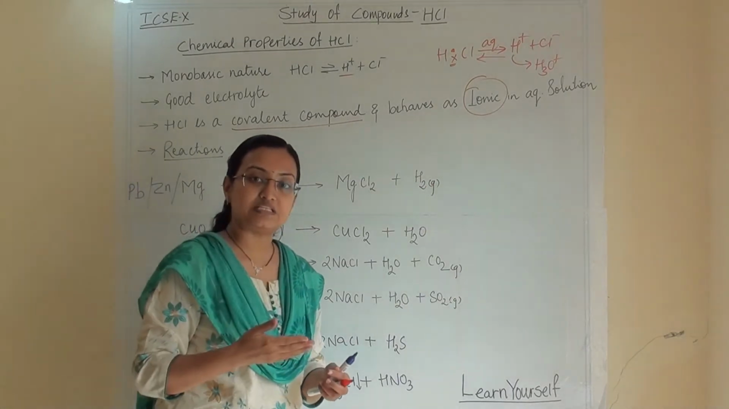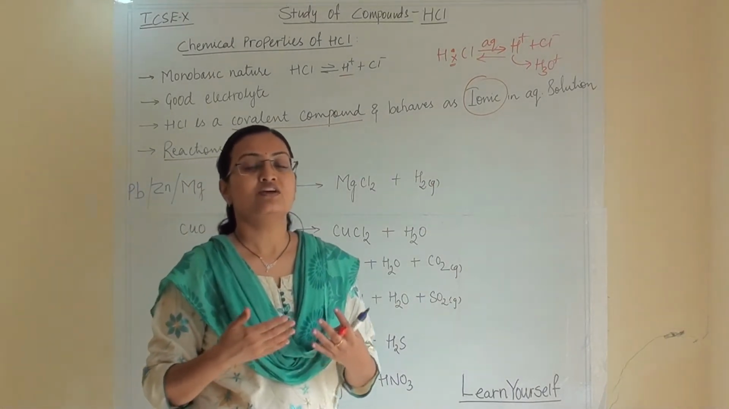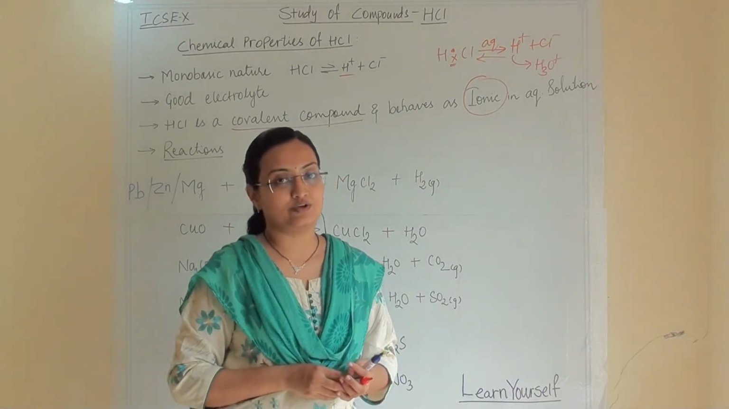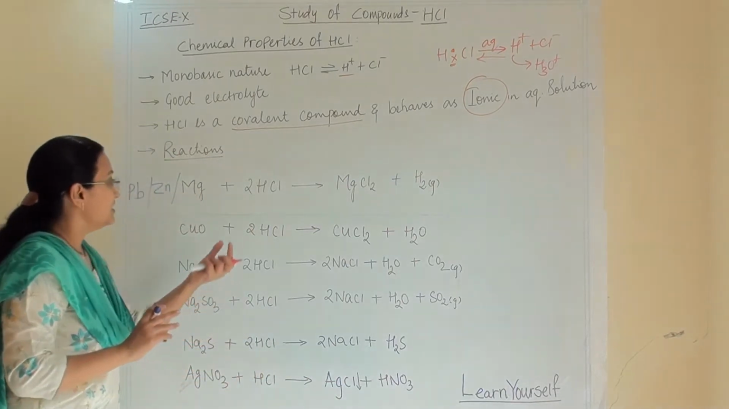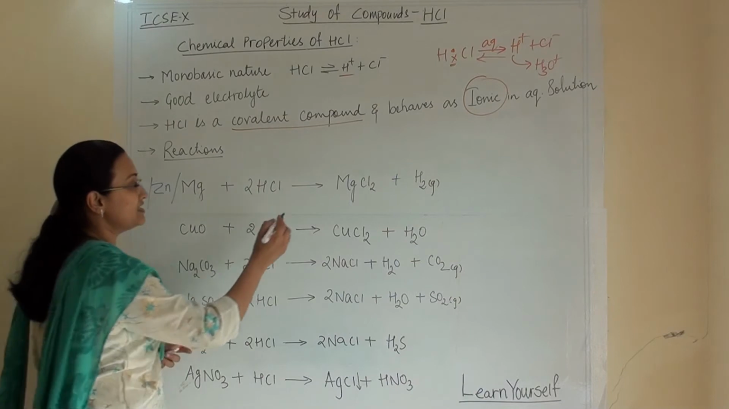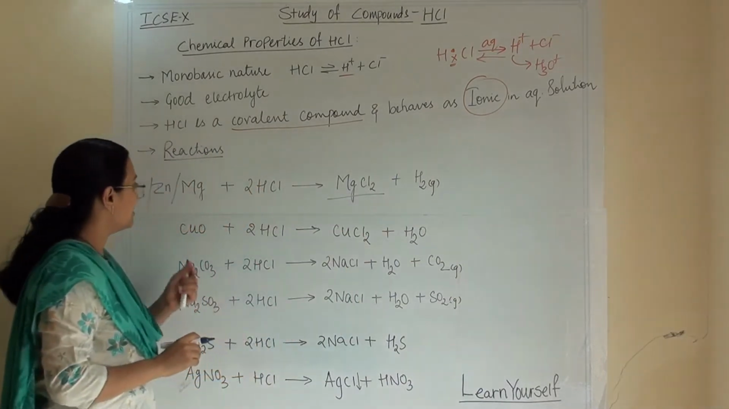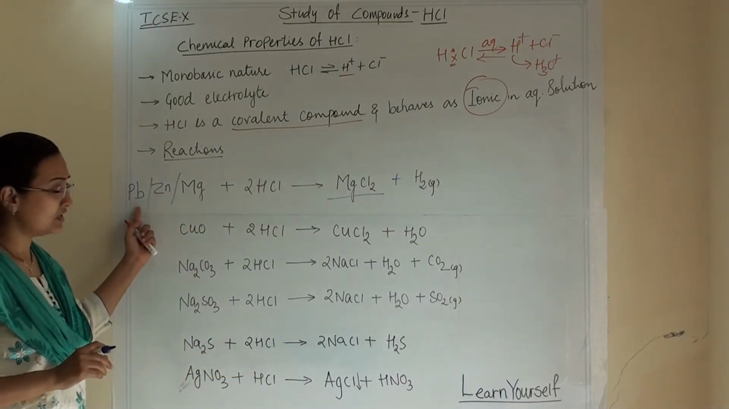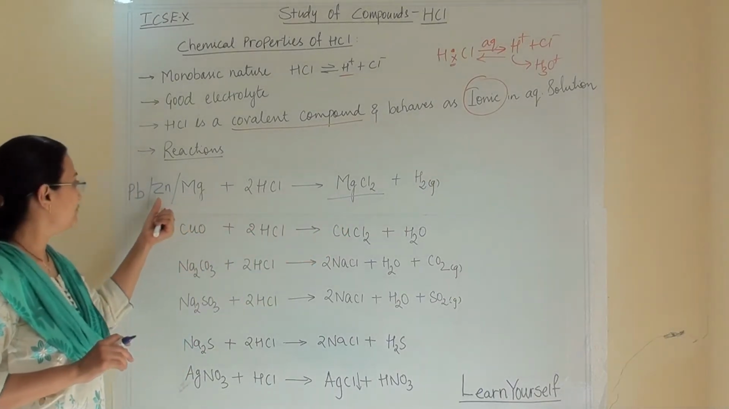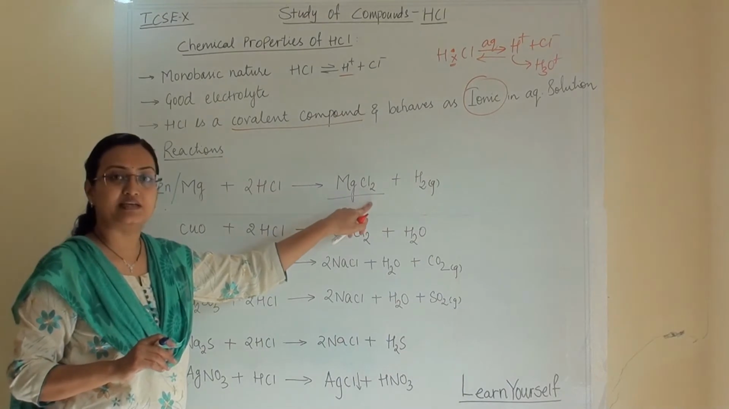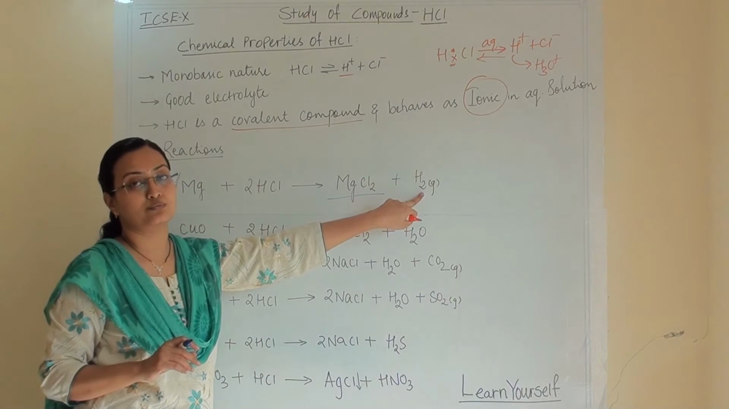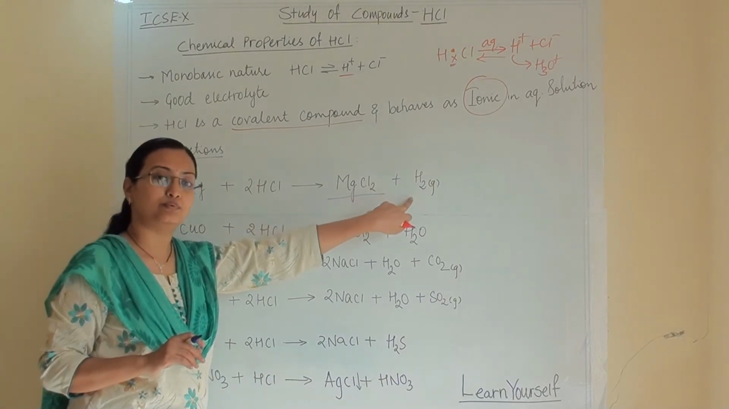In the activity series, all the metals which are placed above hydrogen are known as active metals. So whenever hydrochloric acid is reacting with active metals, we will get metal chloride. If you are taking lead, then you will get lead chloride, and if you are taking zinc, then you will get zinc chloride, and hydrogen gas will be evolved along with the metal chloride product.